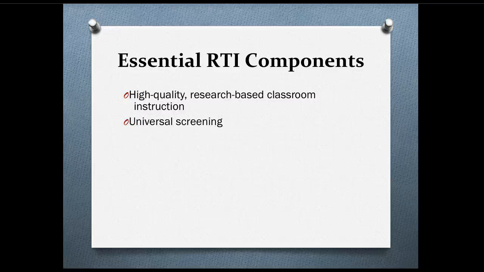Universal screening. So all students should be screened about 3 times a year to identify those students who are not making expected academic progress. The screening measures should be brief, reliable, valid, those terms we used earlier, and they should be used to identify students who need more intense interventions.